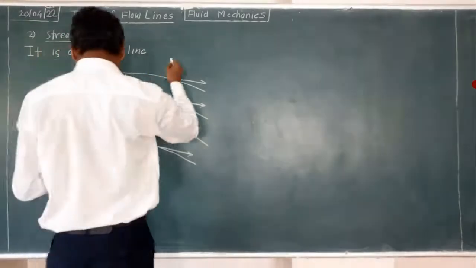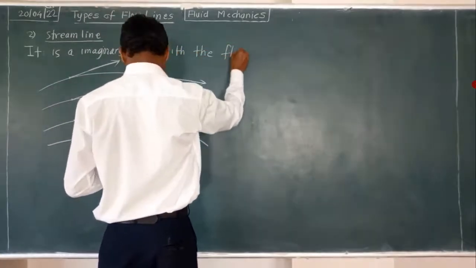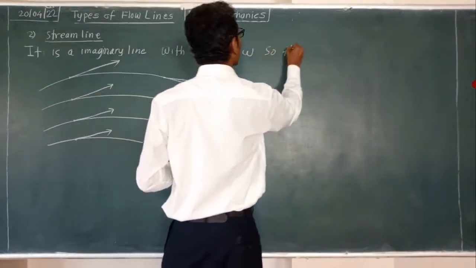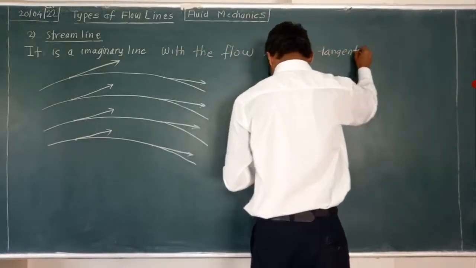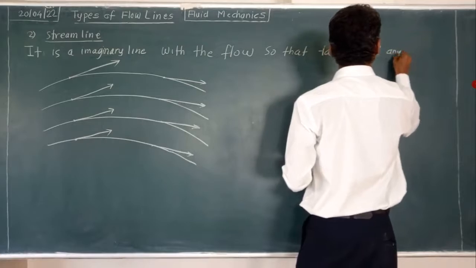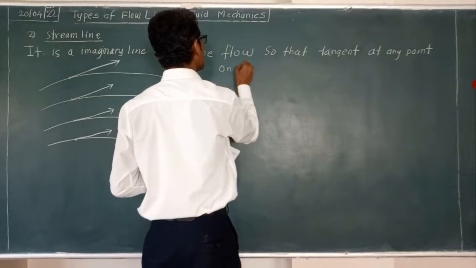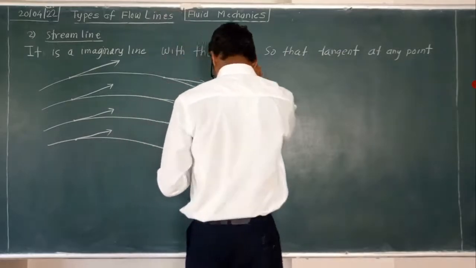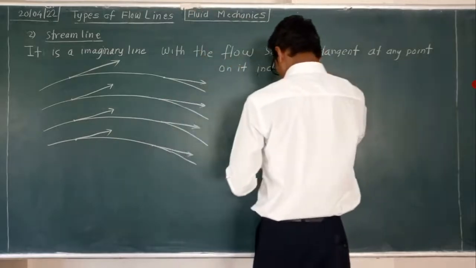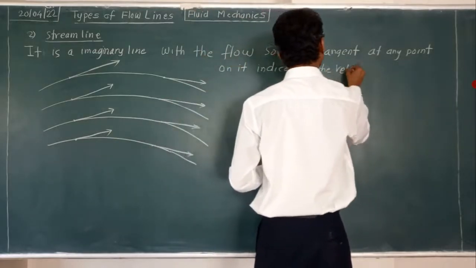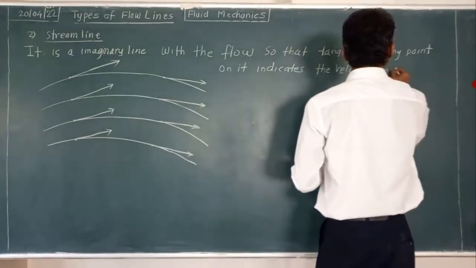So it is an imaginary line within the flow, so that the tangent drawn at any point on it, on the line, indicates the velocity of that point.